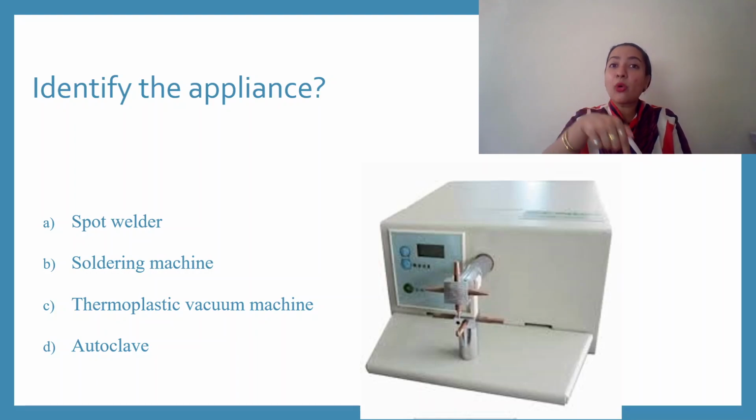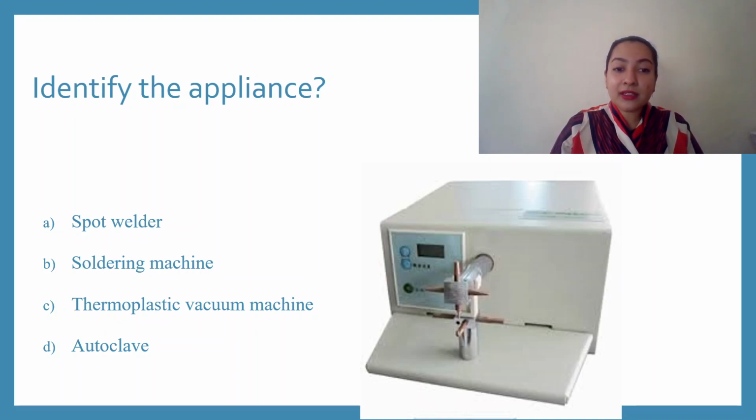It has to be spot welded. Okay, welding has to be done at a particular spot. So for that we need a spot welder. This is a spot welder. Next option which we have is soldering machine. No, this is not a soldering machine. Now we have soldering pens which come. It is in the shape of a pen where we have flame coming from the front region.